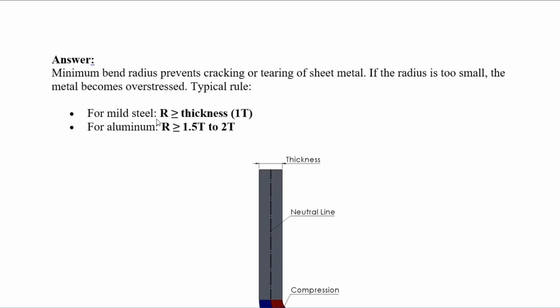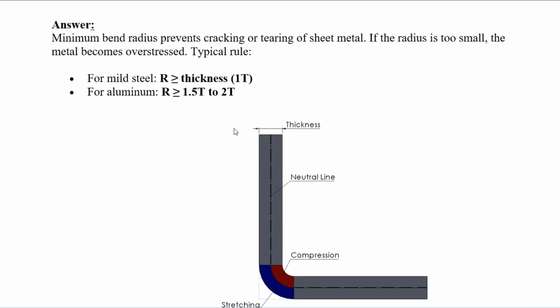For mild steel, the radius should be greater than or equal to the thickness. For an aluminum part, you can choose a radius greater than or equal to 1.5 times t or 2 times t. As a general guideline, remember the radius should always be greater than or equal to the thickness of the sheet metal. This will avoid the cracking and tearing of the sheet.